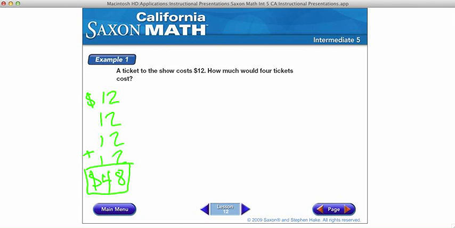So instead, I'm going to multiply $12 times 4 tickets. So I multiply the ones. 4 times 2 is 8. 4 times 1 is 4. Bring down the dollar sign, and I have $48. Pretty simple review. Okay, let's move on to example 2.